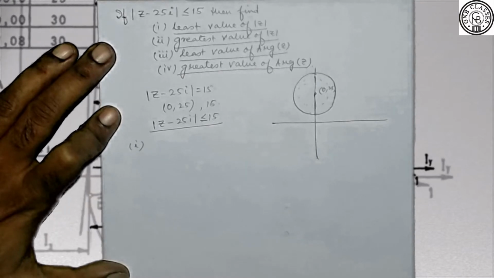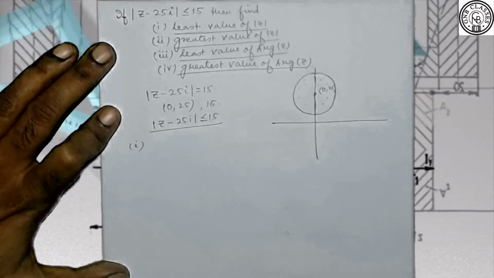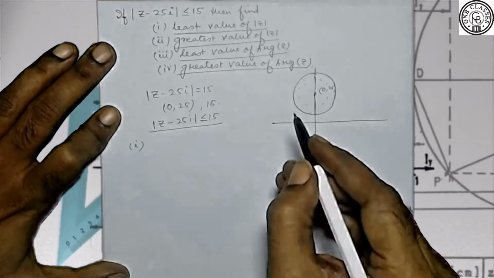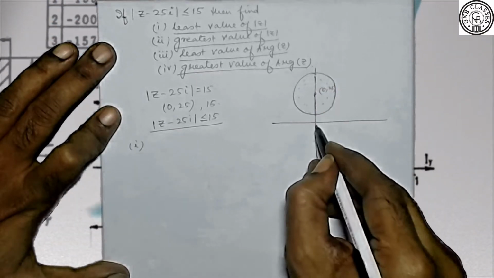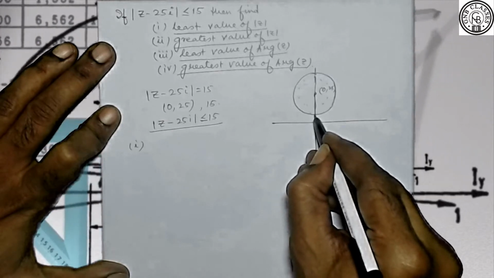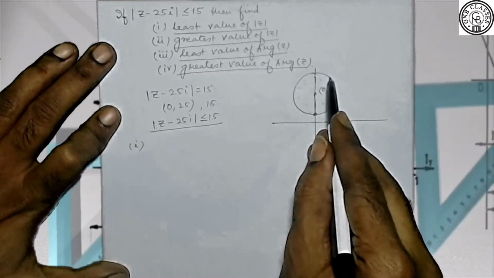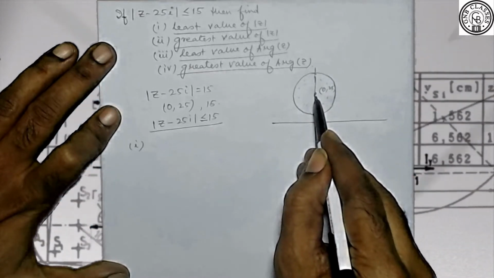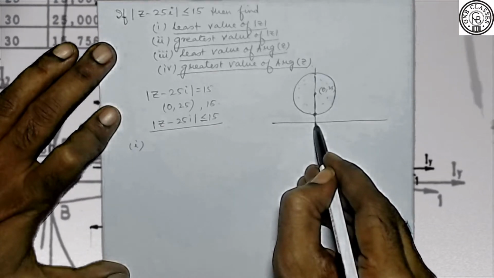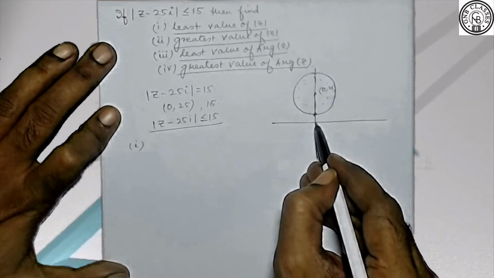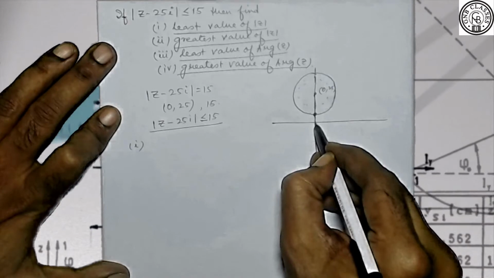What is mod z? Mod z is basically the distance of the point z from the origin. z is anywhere inside the circle or on the circumference of the circle. So the least value of mod z is when z is here. Yes or no? Can you imagine any other point on the circumference or inside the circle which will be less than this value? No. So this is the least value of mod z. That is the distance from the origin to the point z. Yes or no? Now we have to find out what is this distance.